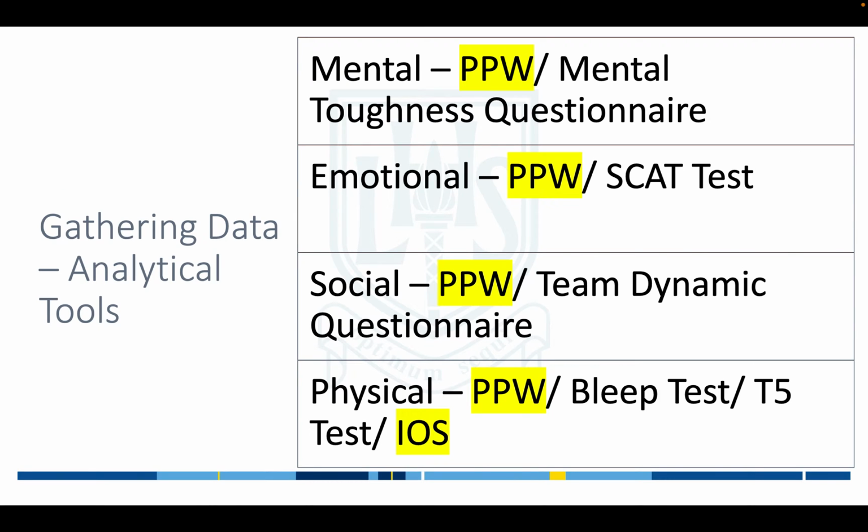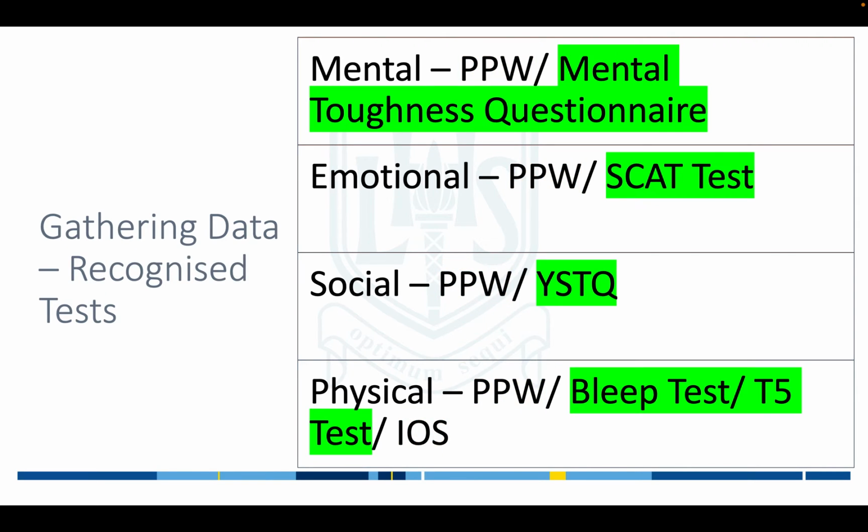So just to recap, if a question is asking about analytical tools, then write about the performance profile wheel, or if it's about the physical factor, you've then got a decision to make between the profile wheel or the initial observation schedule. And on screen just now in green are examples of recognised tests for each factor.